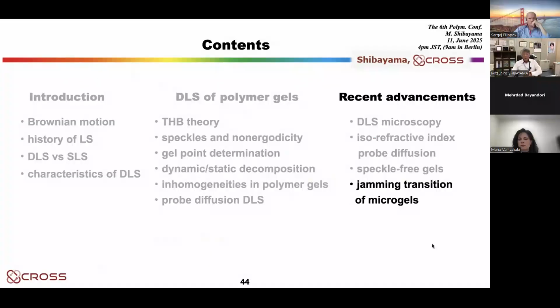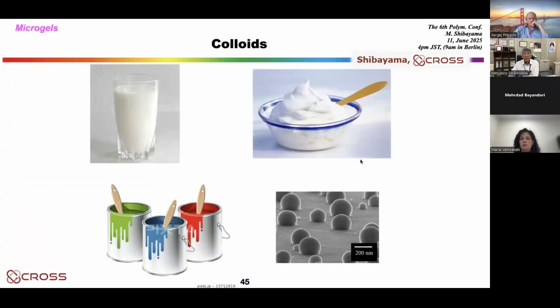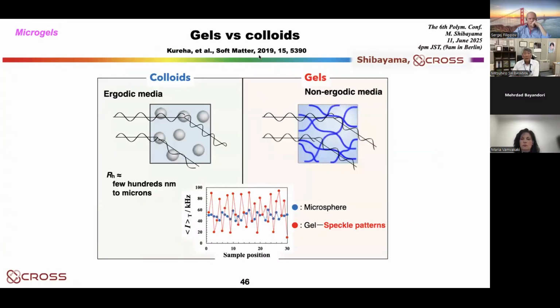Okay, let me go to the final topic, the jamming transition of microgel. Colloids are ubiquitous. You can find them in milk, ice cream, paint. There are lots of colloids. So what's the difference between gels and colloids? Colloids are an ergodic medium, and the hydrodynamic radius varies over a very wide range. And gel is a non-ergodic medium, as I have been discussing so far.